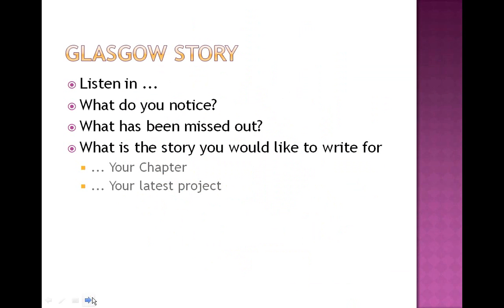When I use that with a group as a consultative tool, I tell the story, and then I ask, what did you notice? And people in Glasgow said, well, I noticed there were thousands of members, and there's no way we're going to be able to do that. So people were able to identify what they liked and didn't like, what they thought was achievable, and what they don't think is achievable. You also ask questions about what's been missed out. What do you think we didn't pay attention to?